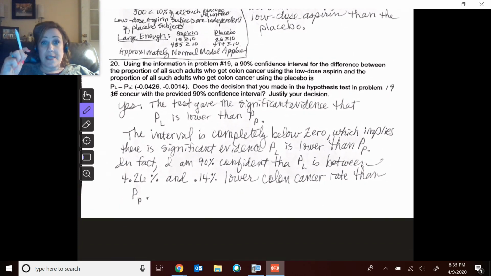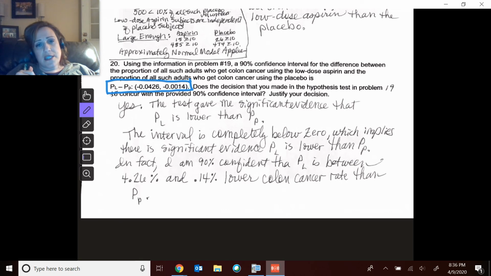Oh, this is a good one. This then, number 20, takes us into connecting our conclusion we made from our test to the results of an interval. So let's take a look here. They define the way in which they subtracted. That's the way we did too. Low dose aspirin minus the placebo. Okay? And they got those things. So does this decision that you made in the hypothesis test up in problem 19, not number 16, that was my bad, in problem 19, concur with the decision we would make with this interval we got?